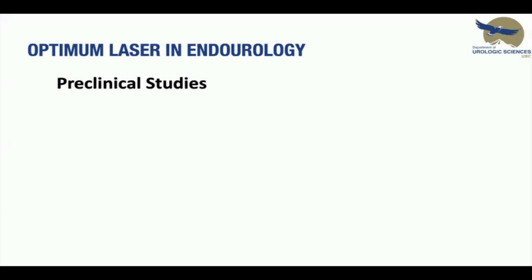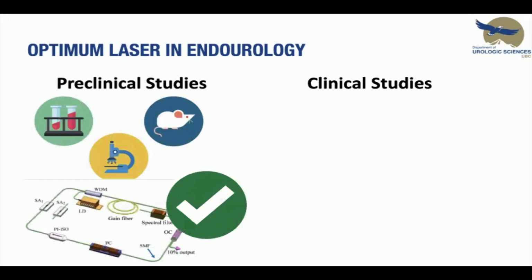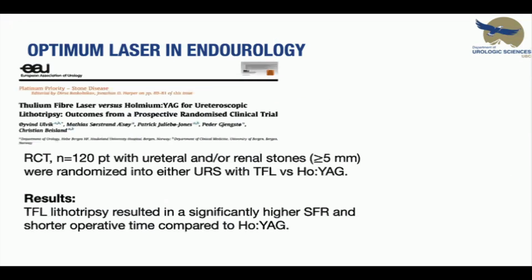So all of these are preclinical data. But what about the clinical studies? Are there any differences in clinical outcomes? This is one of the very first publications in clinical practice comparing thulium fiber laser and Holmium YAG. This is a randomized controlled trial, 120 patients randomized to either ureteroscopy with thulium fiber laser versus Holmium YAG.